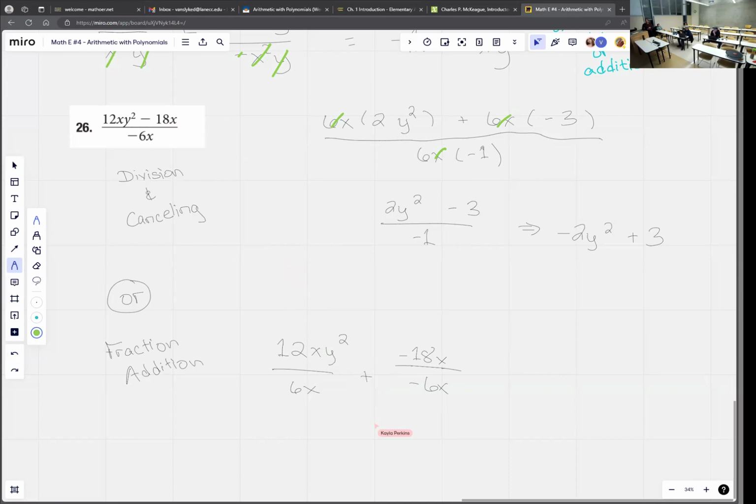Okay, good. So 12 and 6, well, that just becomes a 2 on the top, divide top and bottom by 6. X's go away, y squared's still there. And then 18 and a -6, that'll just be 3 times 6 is 18. And oops, I forgot the negative down there.